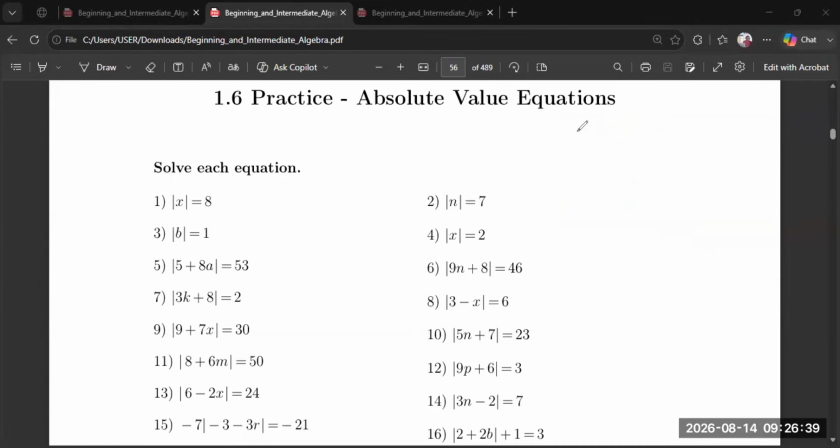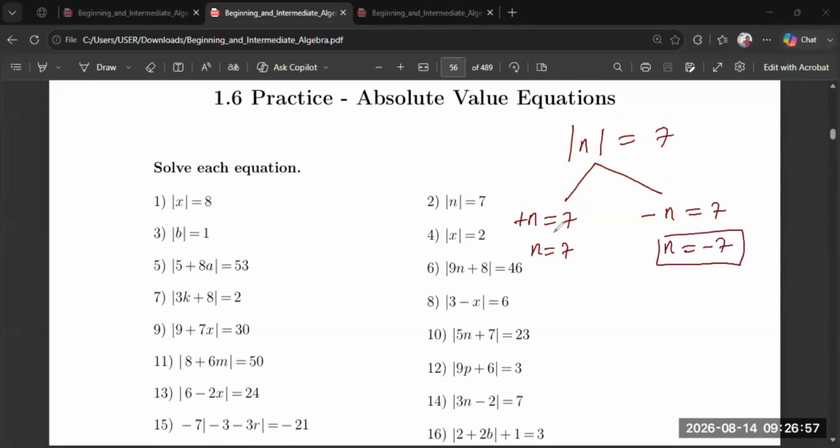Question 2, we have absolute value of n equal to 7. Like I told you, absolute value will always break into two equations because if n is positive, we're still going to get 7. If n is negative, we're still going to get 7. So for this, we have a solution, n is equal to 7. And for this, when you divide everybody by -1, n will be equal to -7. That's the two solutions we have.